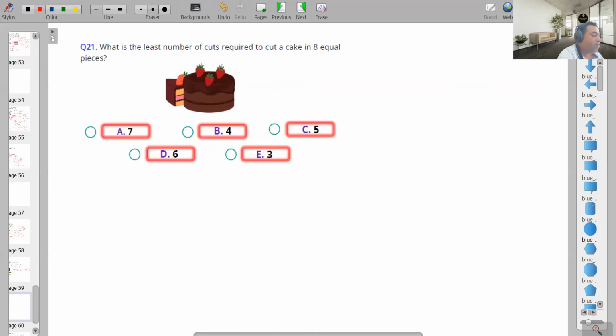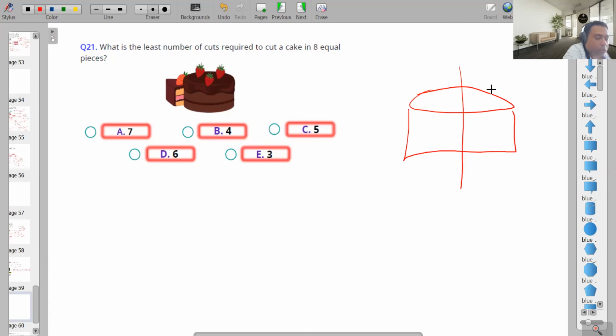What is the least number of cuts required to cut a cake in 8 equal pieces? So this is a little tricky question. It's a 3-dimensional figure. If you have a cake like this, you might think that if I cut it once like this, I'll get 2 pieces. Cut like this, I'll get 3 pieces. Then again from the center, 3 pieces, 6 pieces. Again from this, like 8 pieces.